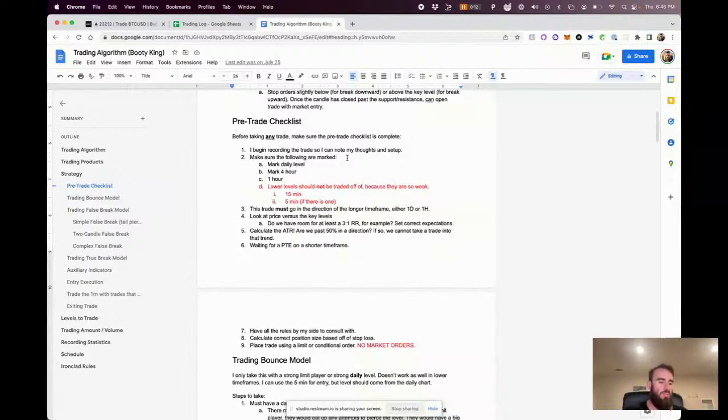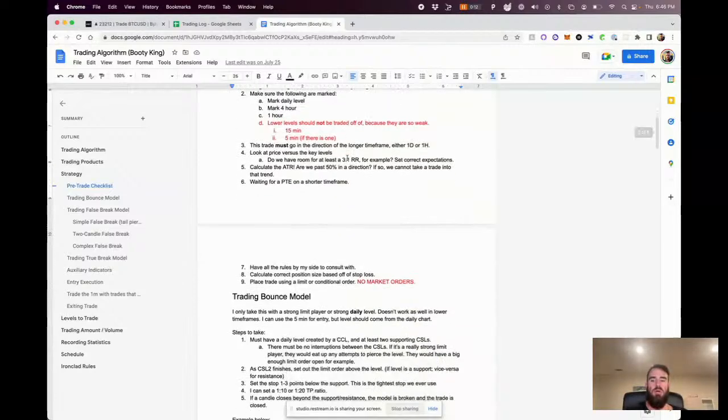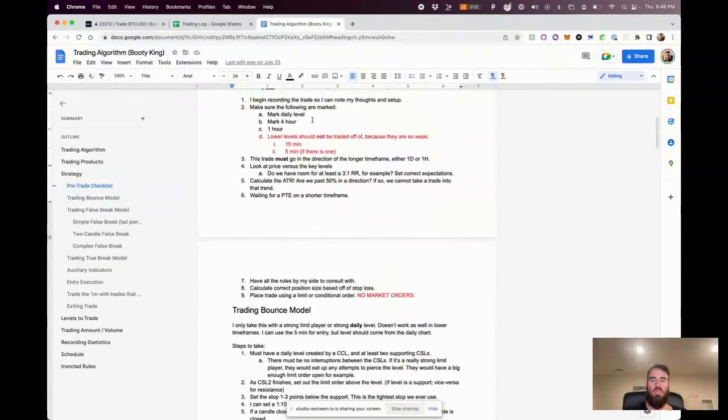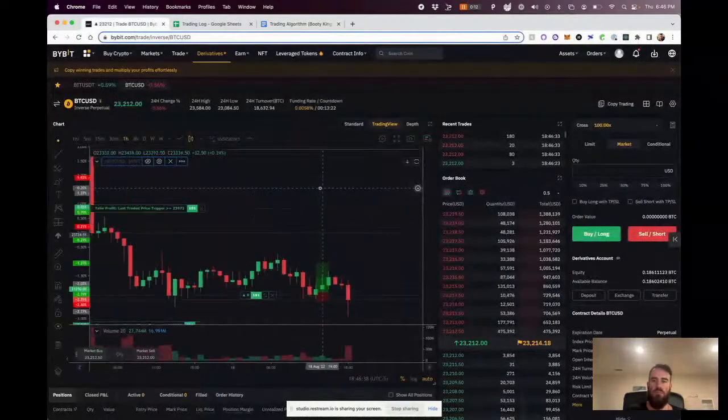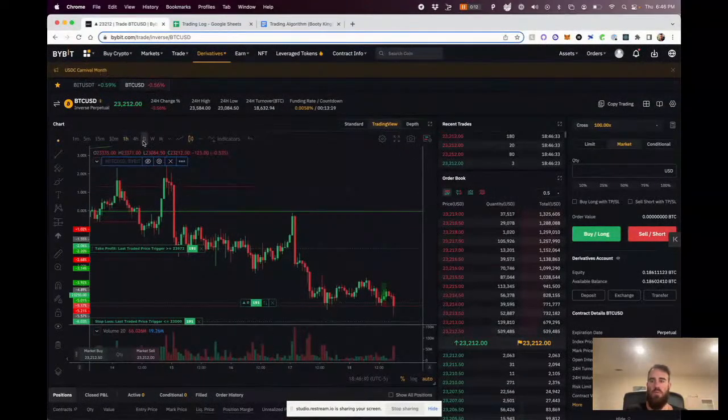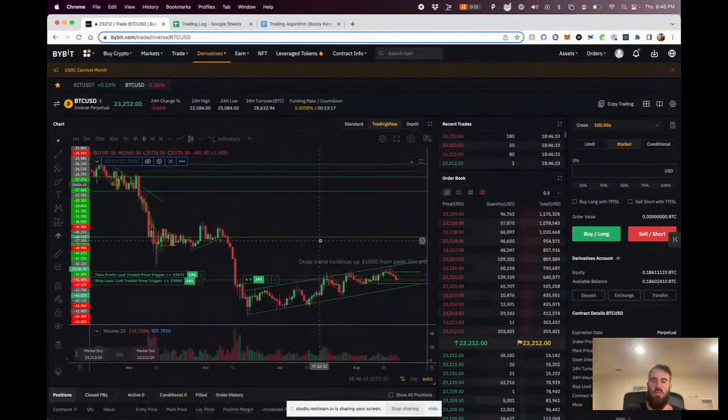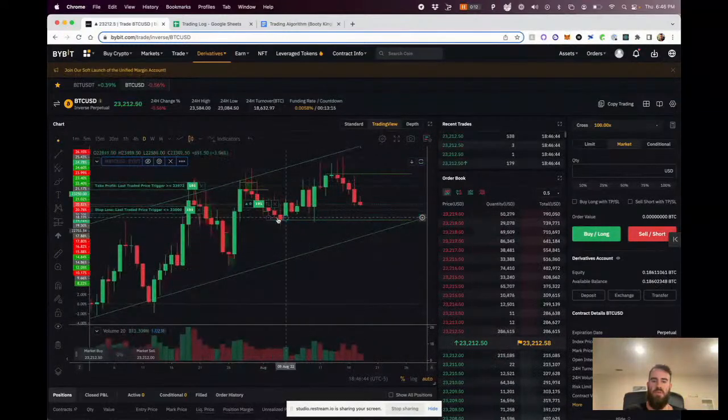So the trade that I took just now is a false break to the long side. It is in the same direction as the daily trend. Sorry, these are marked levels earlier today, I began recording. Number 3 has to go in the direction of the longer time frame. 1 hour going down, but on the daily, they're trending up. This low is higher than this low, this high is higher than that high. So still an uptrend.